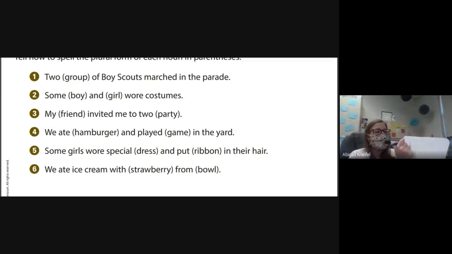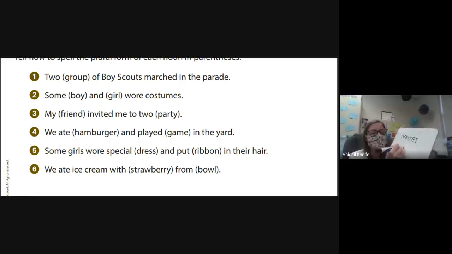Then the next one, it can be a little bit tricky. It is dress. Some girl wore a special dress and put ribbon in her hair. If we added an S, that would be 3 S's in a row. Would there ever be 3 S's in a row? No. So what do we need to add instead? Landon, what should we add for dress? ES. Yeah, you make it ES.